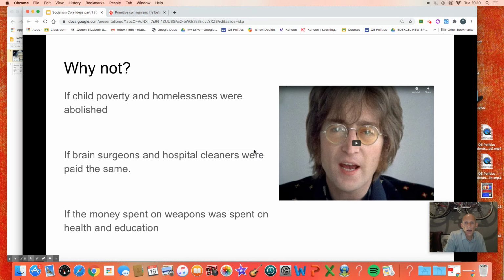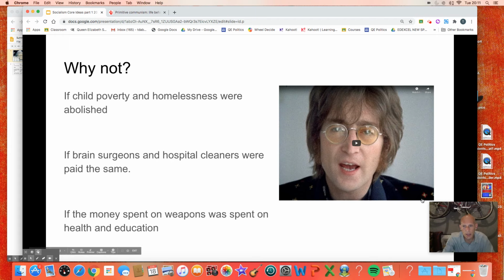So I've left this as a kind of thinking exercise, I suppose. What would be the arguments against this? If you wanted to argue that human nature is impossible, how would you make it?